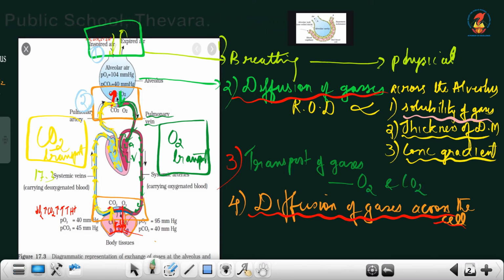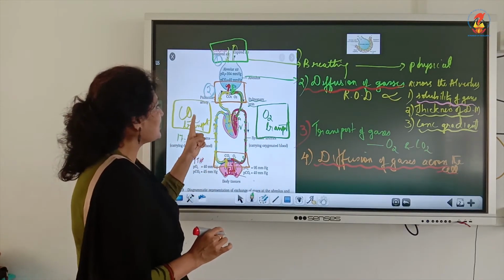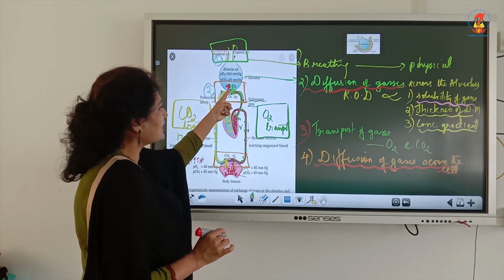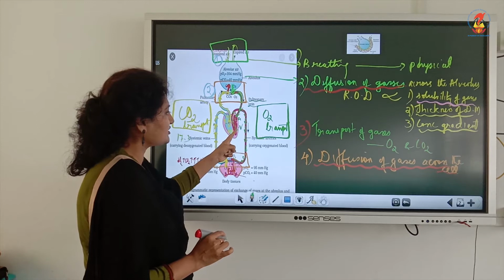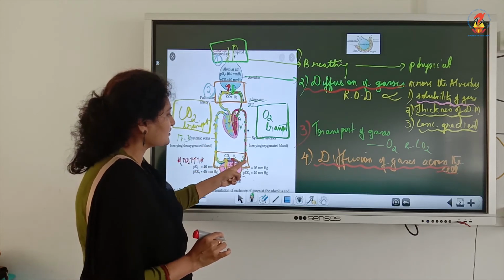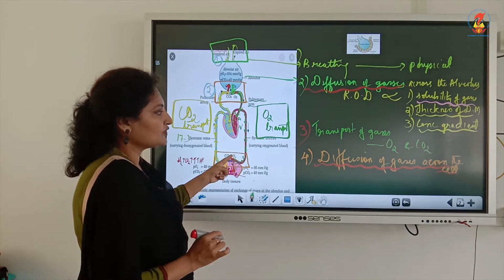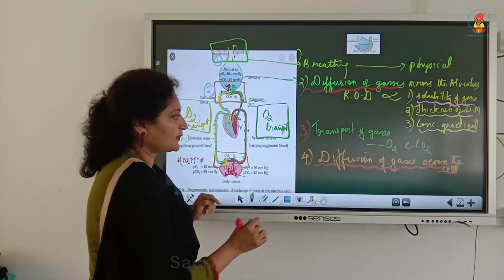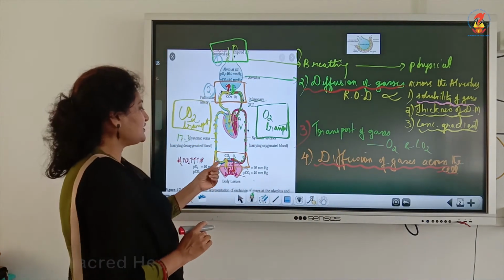Here we can specify which gas, oxygen and carbon dioxide. To be very specific, transport of oxygen means from where to where. You see your green arrow, from the pulmonary vein to the left atrium, from the left atrium to the left ventricle, from the left ventricle via the systemic arteries to the cells. So we follow the green arrow for oxygen. Then for carbon dioxide transport, follow the yellow arrows.